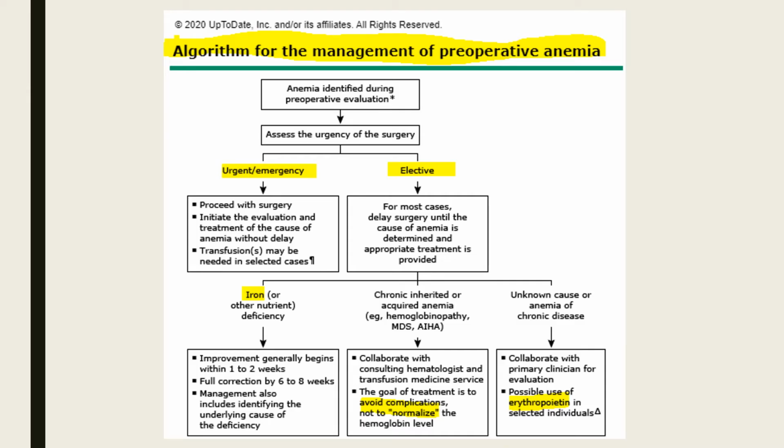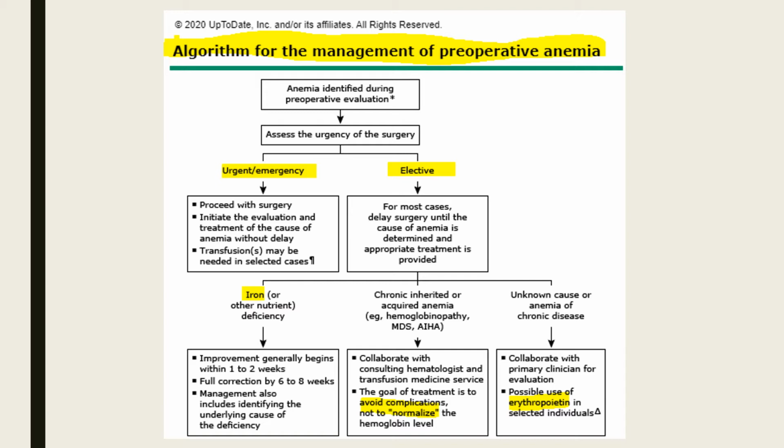Okay, this is an algorithm for the management of preoperative anemia. This is the simplified version of what I have said just now. Hopefully, it will help you to understand further. Okay, once the anemia is identified, the surgeon will assess the urgency of the surgery. If it's urgent, then there is no choice but to proceed with the surgery. Evaluation of anemia is done without delay, and in this case, sometimes transfusion is unavoidable. For an elective or non-urgent case, surgery can be delayed until the cause of anemia is addressed and treated.